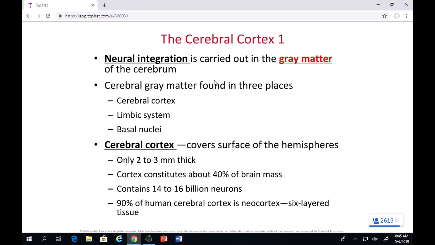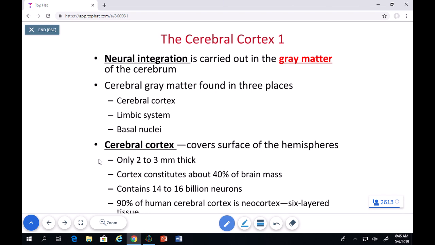And then deep, buried inside of the cerebrum, we have little regions of gray matter. And those little regions of gray matter are referred to as the basal nuclei collectively. Within the cerebral cortex, or the surface of the cerebrum that has the gray matter, this cerebral cortex is not very thick. So it's less than a centimeter thick, 2 to 3 millimeters thick. And it's going to have a lot of our gray matter for processing purposes. It doesn't have the 100 billion neurons of the cerebellum, but it still has a high amount of neurons. There's a lot of processing power associated with it.